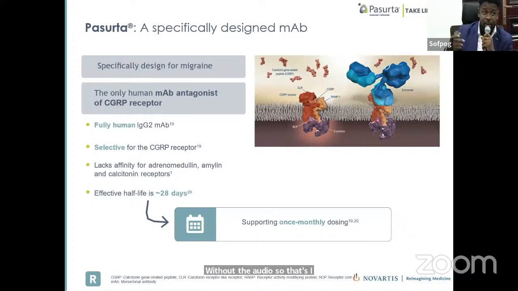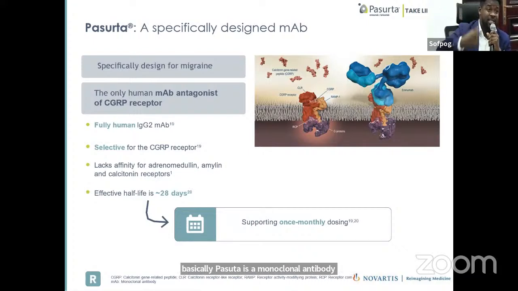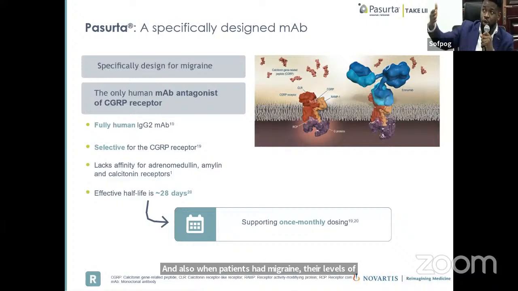So basically, Pasuta is a monoclonal antibody. And like we said earlier, one of the pathways is the CGRP pathway. So Pasuta focuses on the CGRP pathway. And the audio and the video stresses that when they introduced CGRP in mice, they were able to elicit some migraine-like symptoms, which actually shows that CGRP actually triggers the patient to have a migraine. Also, when patients had migraine, their levels of CGRP were about 3 times higher than ordinary patients. So also showing that CGRP is a very key player in migraine.